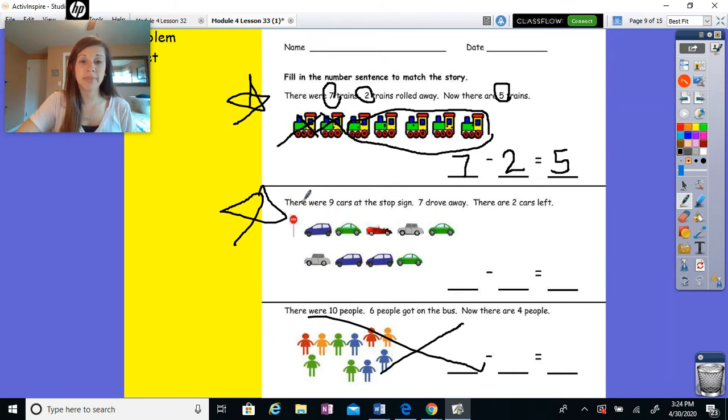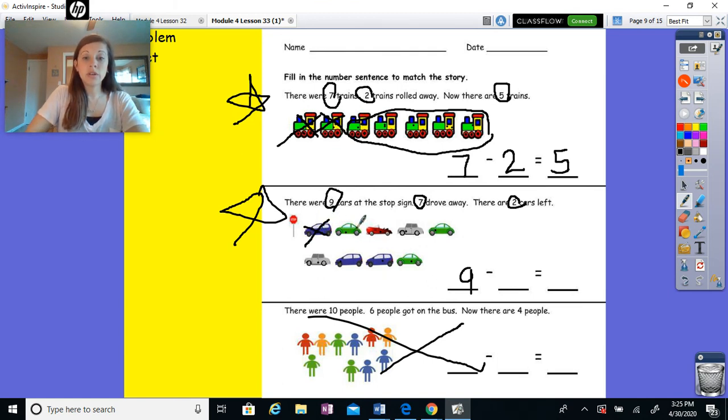Okay, read the story with me. There were 9 cars at the stop sign. 7 drove away. There are 2 cars left. It said that there were 9 cars at the stop sign to begin with. So that's our biggest number. That's the number that we're starting with. Circle, straight tail. Let's just make sure that we have 9 cars. Help me count. 1, 2, 3, 4, 5, 6, 7, 8, 9. We started with 9, and then it says that 7 drive away. So we need to cross out 7. Okay, let's cross them out.